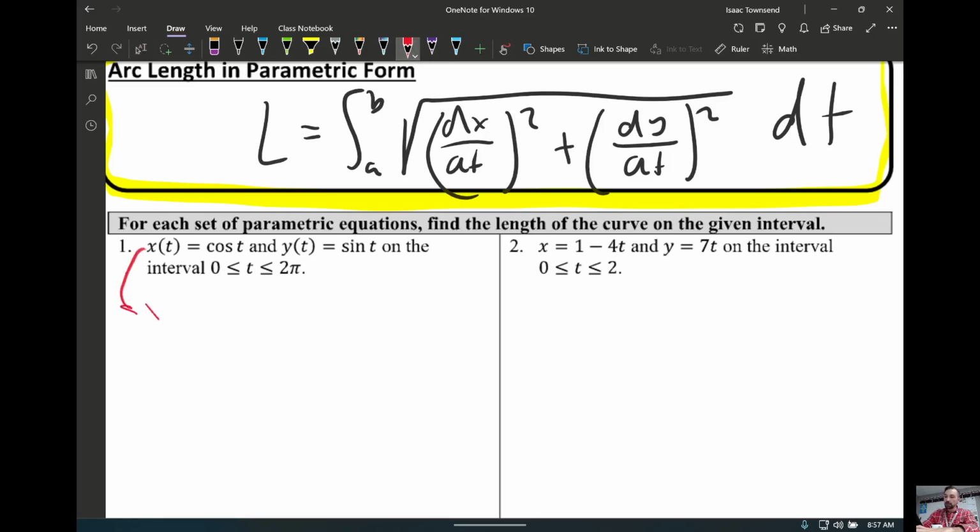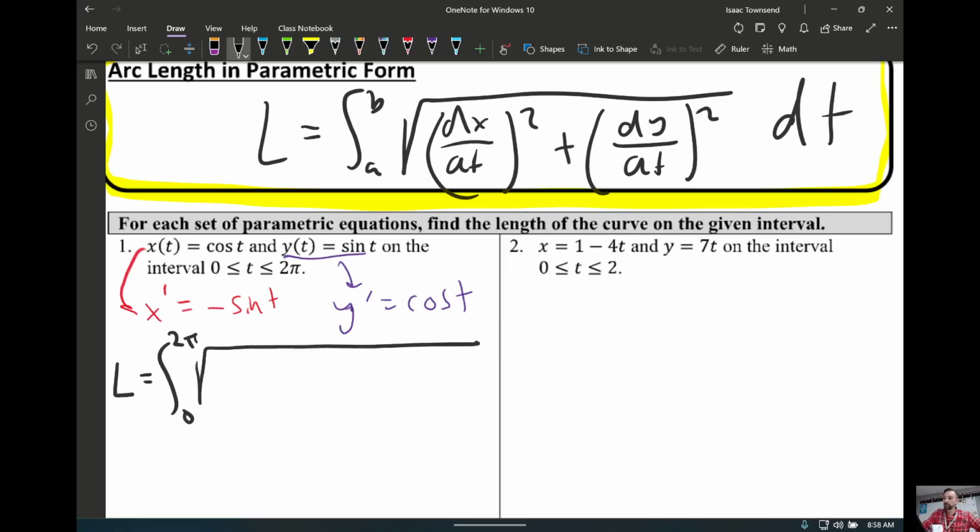So the derivative of x with respect to time would be negative cosine t. The derivative of y with respect to time, y prime, would be cosine t. And if we want the arc length from 0 to 2 pi, arc length is going to equal the integral from 0 to 2 pi of the square root of (dx/dt) squared.